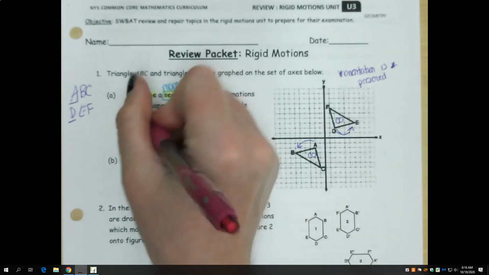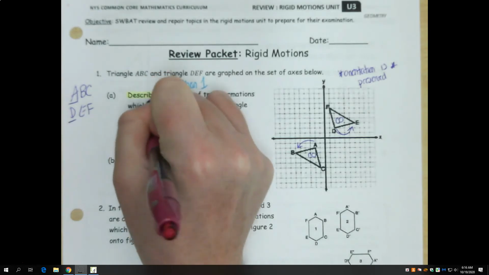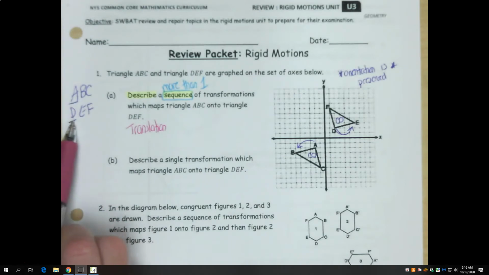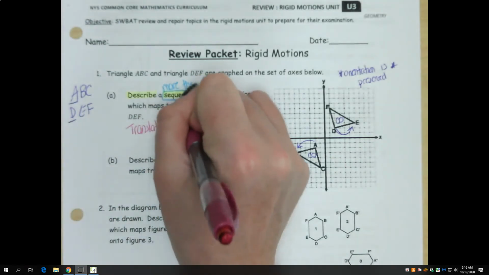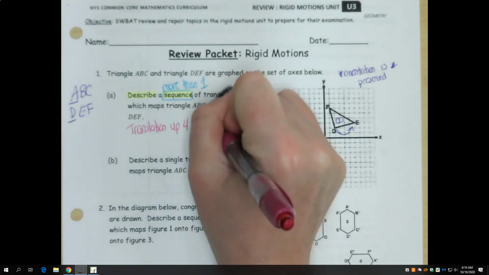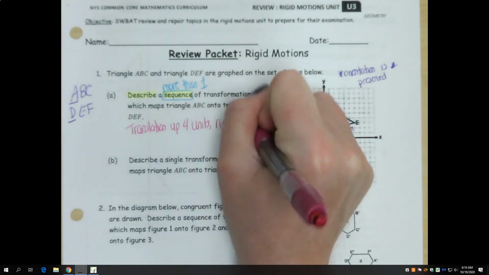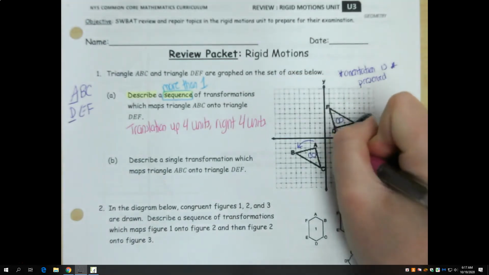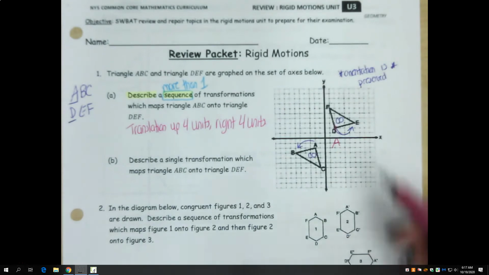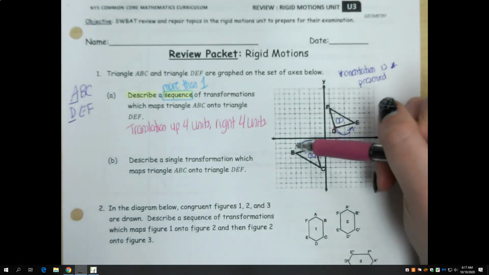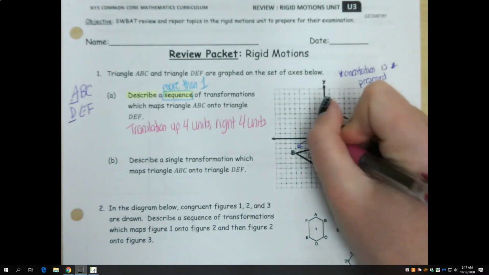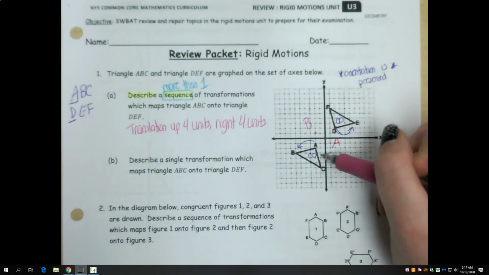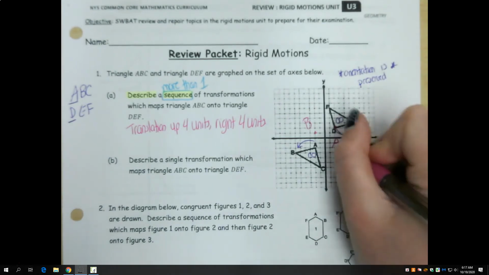All right, so that's again going to be called a translation because I am just sliding or moving one vertex onto a corresponding vertex. So I'm going to translate up 4 units. And then I'm going to translate to the right 4 units as well. So now I know that A is really on D. All right, I'm going to do the same thing with B and C. Up 4, to the right 4. This is really where B has been moved to. And the same thing with C. Up 1, 2, 3, 4, to the right 1, 2, 3, 4. And here I am.